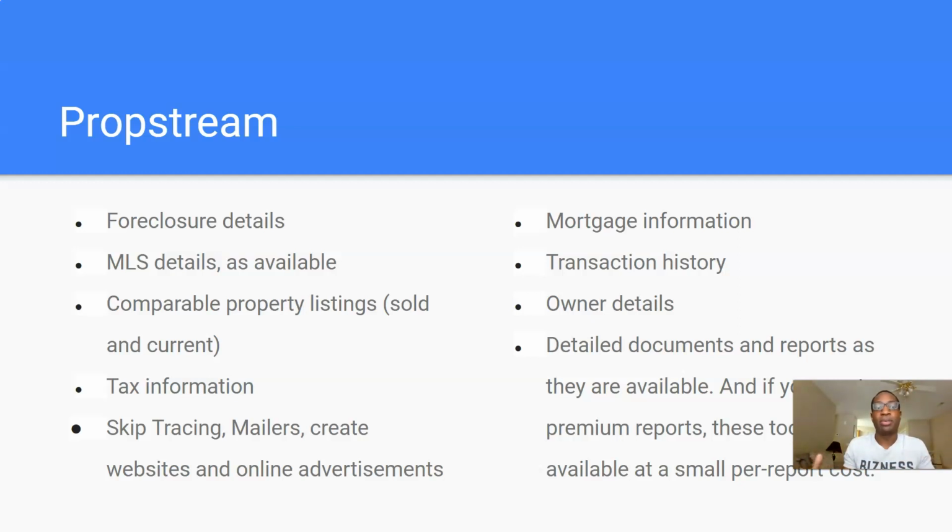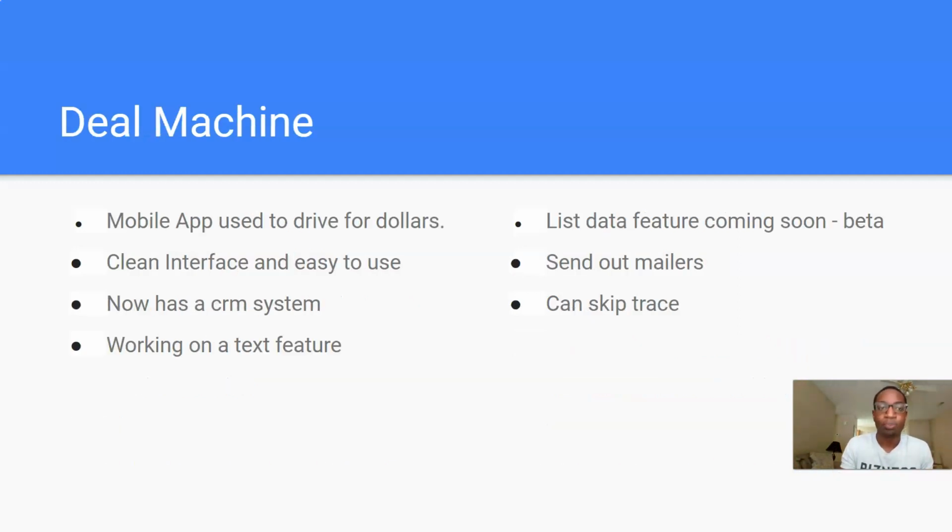Also, PropStream offers these features that I don't think a lot of people know about. They offer skip tracing, which I recently used, and it's actually pretty good. And they offer mailers, and you can send out mailers, and you can create websites and online advertisements with them.